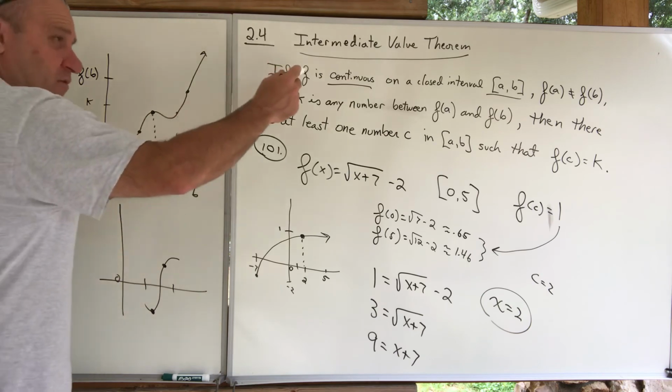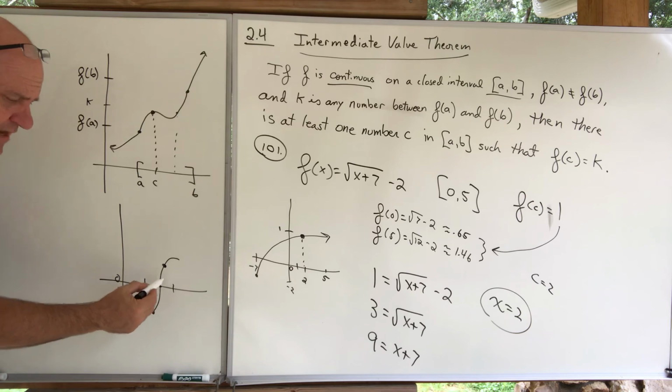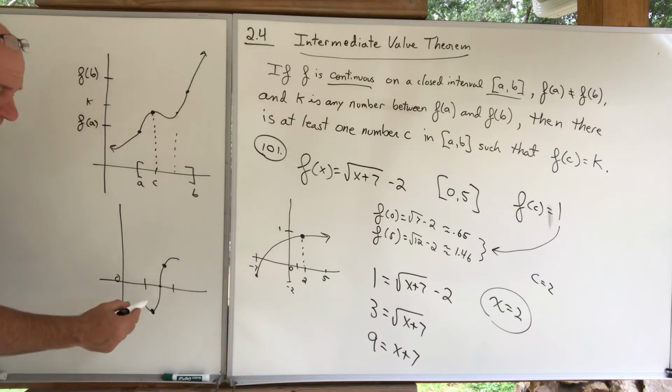So one result of the intermediate value theorem is it guarantees a 0 between a positive and a negative y value if the function's continuous.